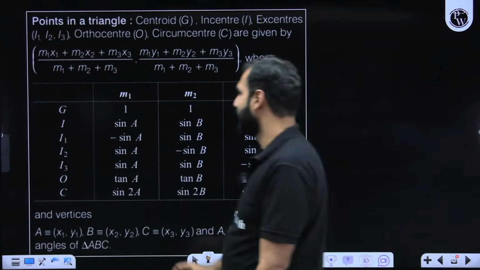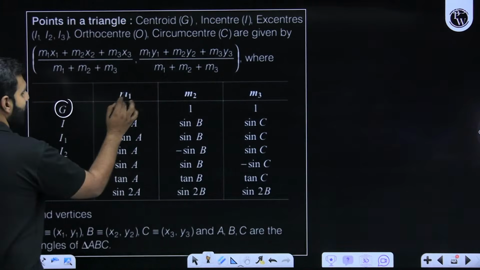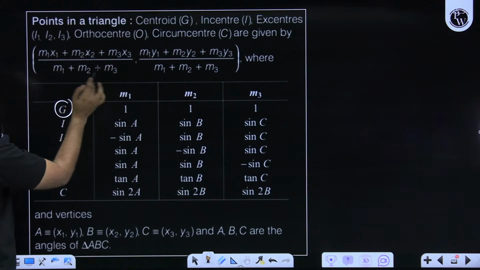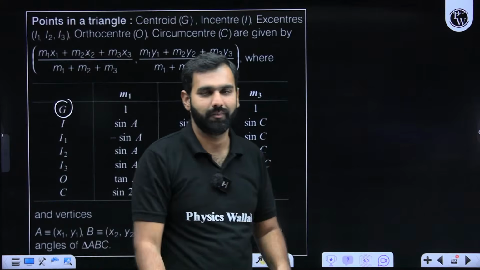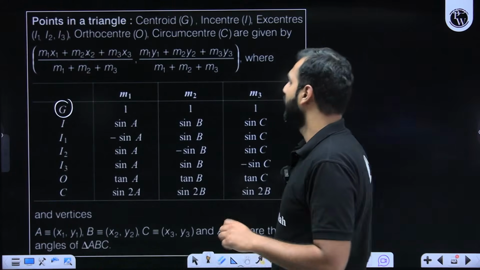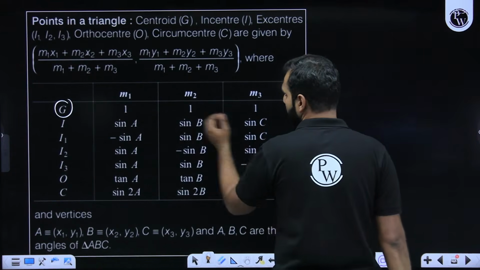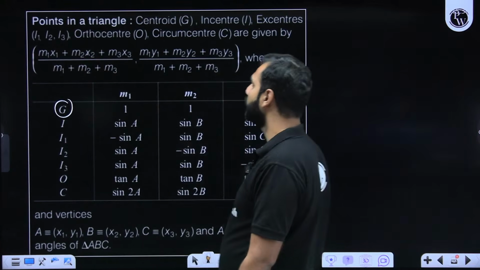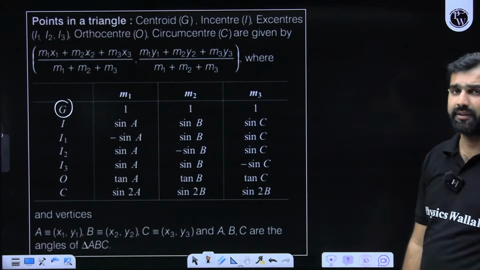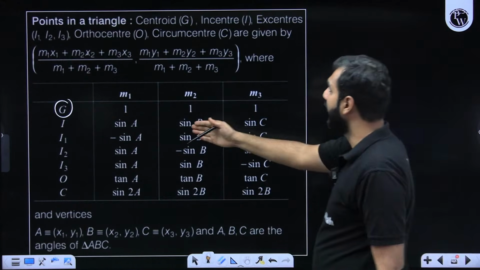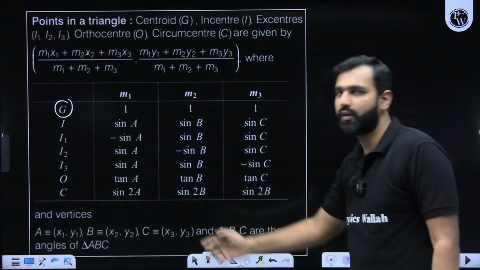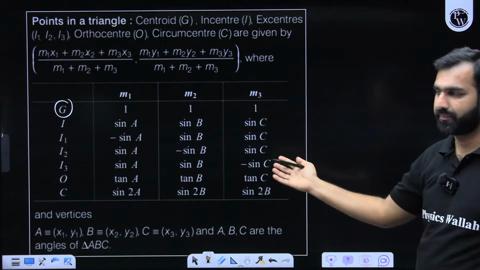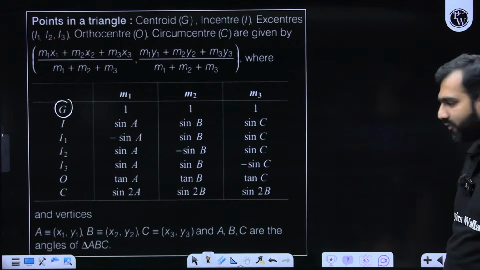What do I mean by that? Let's say I need the centroid. So replace m1, m2, m3 by 1. So (x1 plus x2 plus x3) by (1 plus 1 plus 1), that is 3, will give you the centroid. Did you understand that? If I replace m1, m2, m3 by sin A, sin B, sin C, then (sin A into x1, sin B into x2, sin C into x3) upon (sin A plus sin B plus sin C) will give you I, which is the incenter. The same will be true for orthocenter and circumcenter. I have given you a complete list here. Did you get that? Can I move ahead from here?